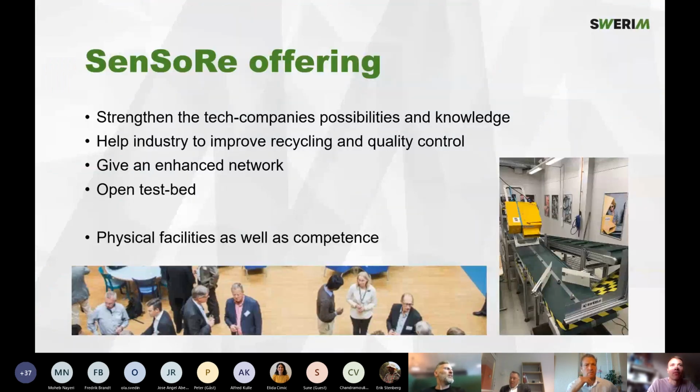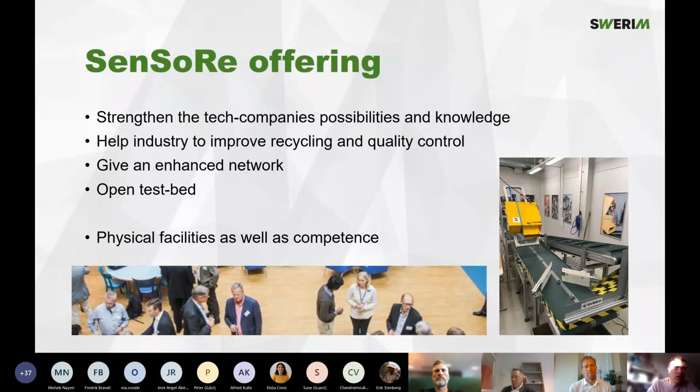So let's see, some more introduction of SenSoRe. It's still a project, and we're trying to get this to be self-sustained in the future, but it's a challenge. We'll see. We're not sure how to get there still, but the offering is to strengthen the tech companies' possibilities and knowledge, and help the industry to improve recycling and quality control. And also, our idea is to offer not only the technical facilities, but also access to the larger network of both recyclers and sensor manufacturers, as well as research institutes.